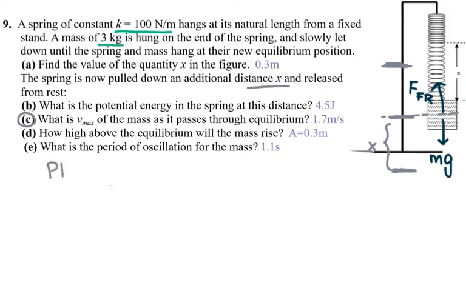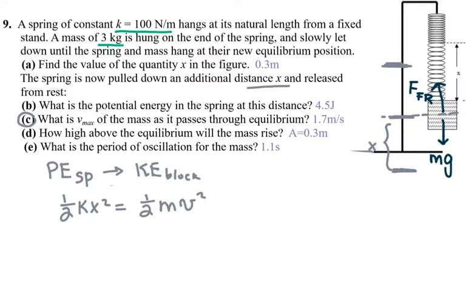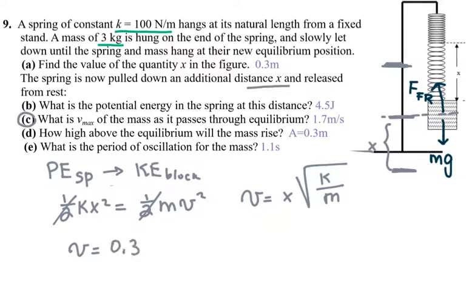So the potential energy of the spring is going to be converted into the kinetic energy of the block. So I have 1/2 kx squared is equal to 1/2 mv squared, and I'm looking for the velocity. 1/2 and 1/2 can be cancelled, so the velocity is equal to x times the square root of k over m. If I plug in my numbers, I have x is 0.3, k is 100, and m is 3. So that looks like 1.7 meters per second.